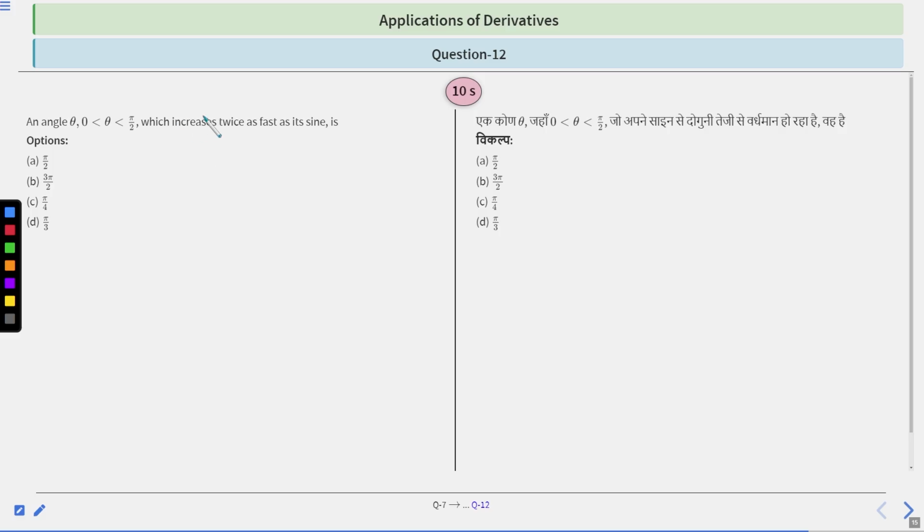No, sorry. The angle theta which increases twice as fast as its sine means d theta by dt is equal to 2 times d of sine theta by dt, right? I was right. Clear? So d theta by dt should be 2 times d of sine theta by dt. So you have 10 seconds to solve this question. After 10 seconds, we will discuss the solution.